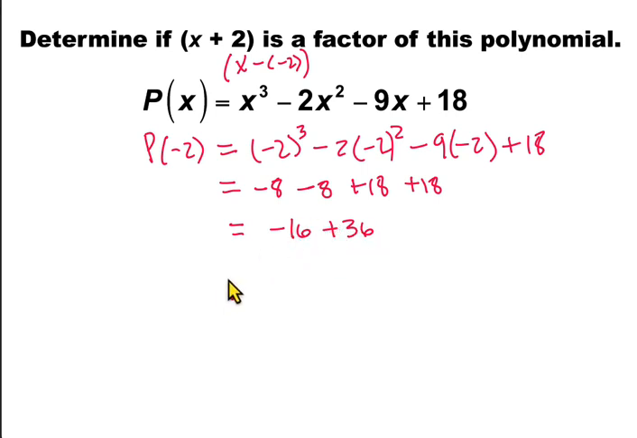These terms do not cancel out. In fact, the result is 20. Because this is a non-zero result, x plus 2 is not a factor of this polynomial.